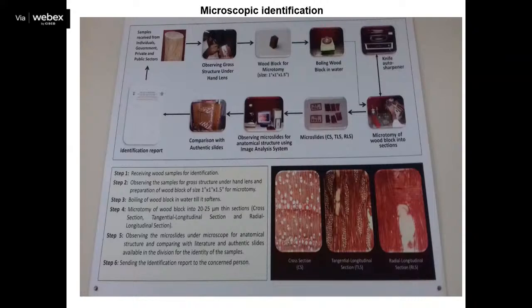Then with the help of a sliding microtome, we cut sections, cross, radial and tangential, and make slides. Sometimes we make permanent slides, sometimes temporary slides, and we observe under the microscope. We note down the characters, general characters first, then anatomical characters. Then we compare with our reference slides, authentic slides, and we give the report.